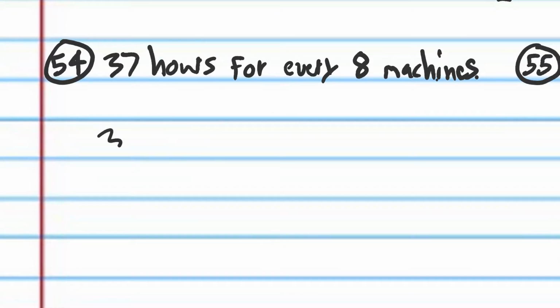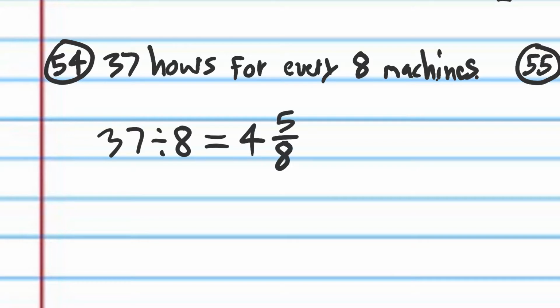All right, we're back. Divide the two numbers. Again, we're finding the unit rate. 8 goes into 37. Let's see, 8 times 4 is 32. 37 minus 32 is 5. So we get 4 5/8 hours per machine.